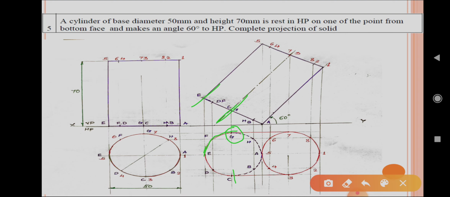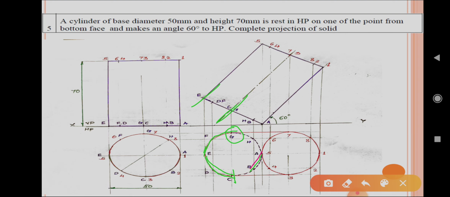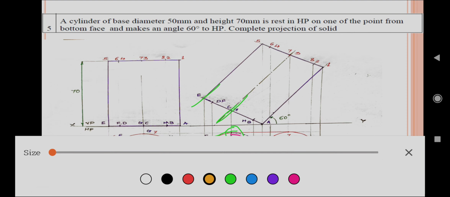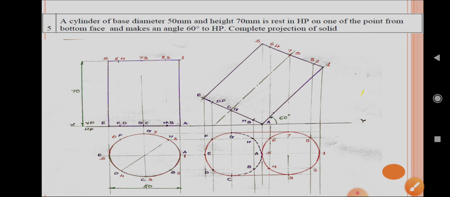Similarly C, D and E, C, D, E are also visible, and the remaining part, that is A, B, C, is invisible, we can connect with a dotted line. A, H, G are also invisible, and the outer edges we can mark tangentially with the dark line, and finally we can get the answer. So thank you, stay connected for more videos.